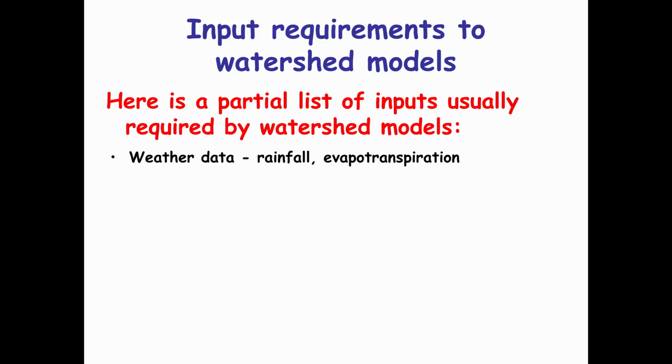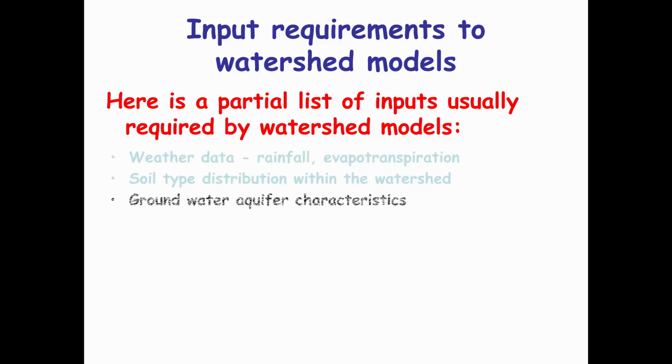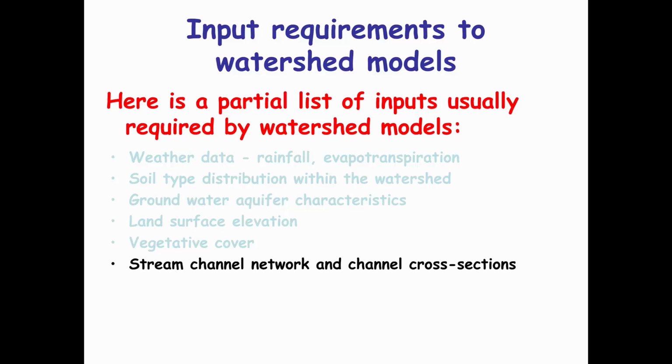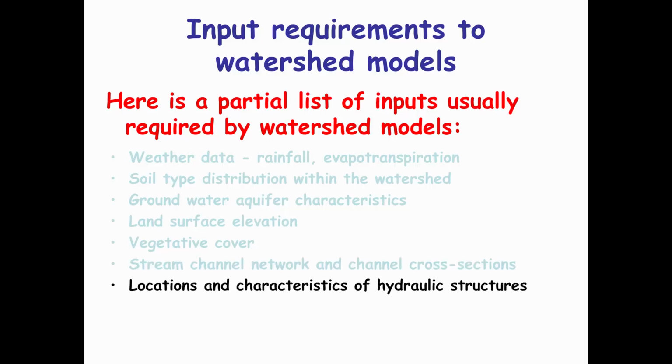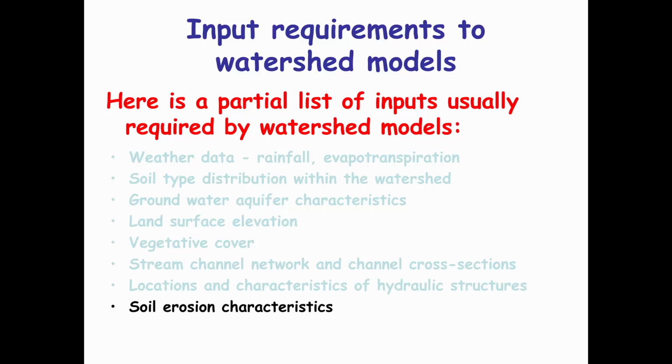So here's a partial list of some of the data that's required. I'm just going to list those. Weather data, soil type, groundwater, aquifer characteristics, land surface elevation, vegetative cover, stream channel network and channel cross sections, locations and characteristics of hydraulic structures, soil erosion characteristics. And there could be other items that you put in there also.